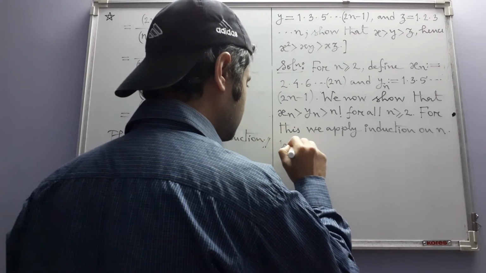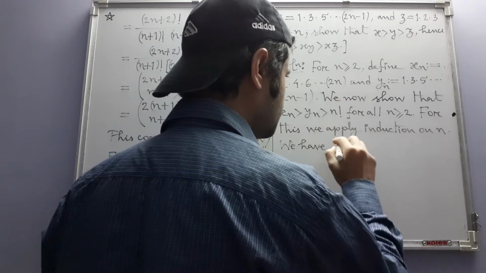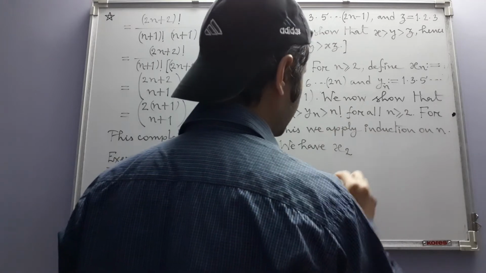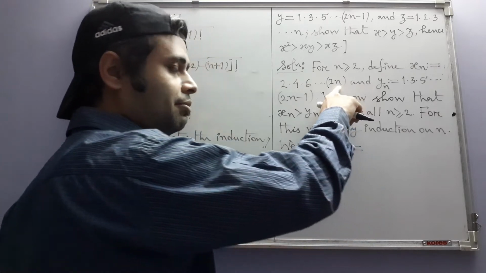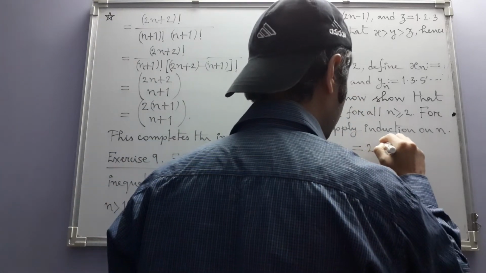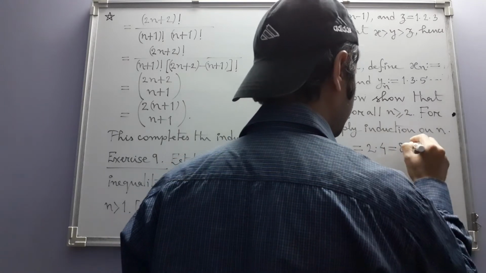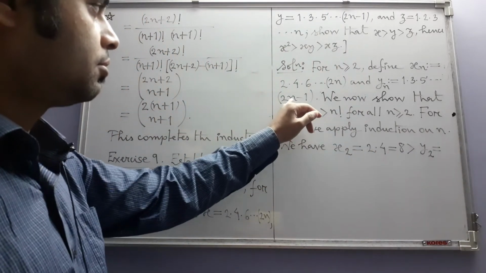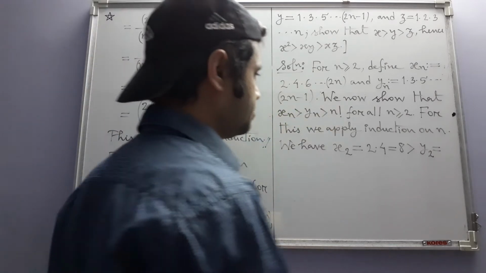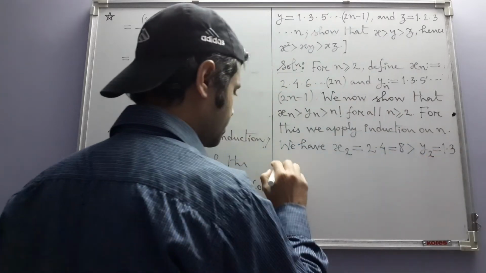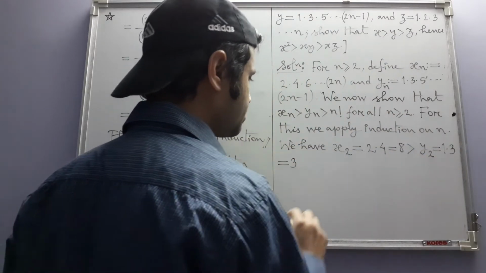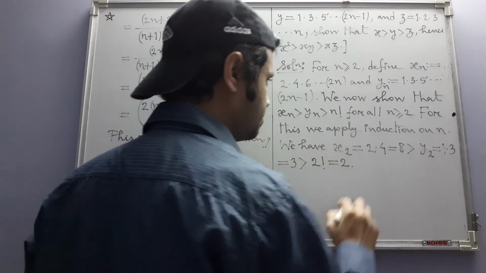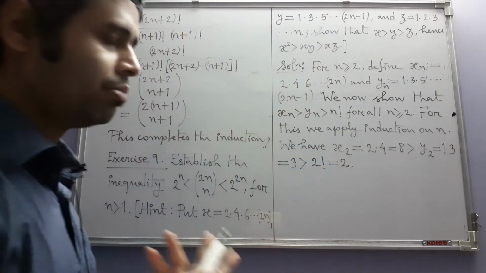So in that case we can actually calculate the values. x2 will be what? When n is 2, we have 4 here, so that means 2 times 4, this is 8, and that is greater than y2. If we put 2 here, then we will have 1 times 3, which is 3, and this is clearly greater than 2 factorial, which is 2. So that is our basis for induction.